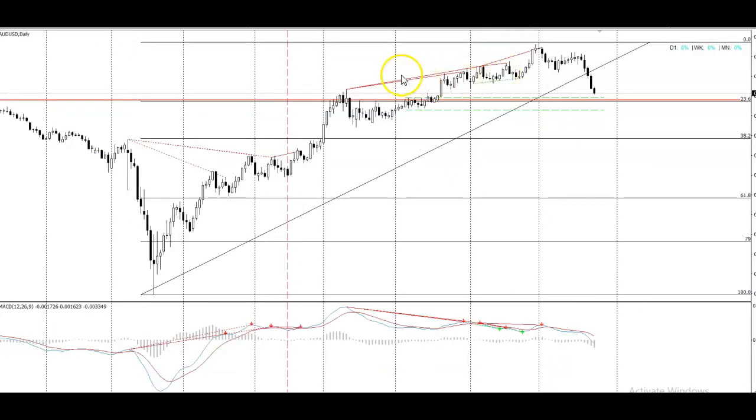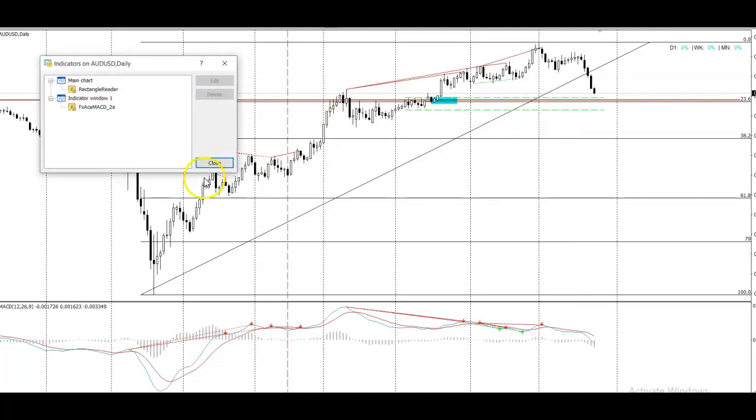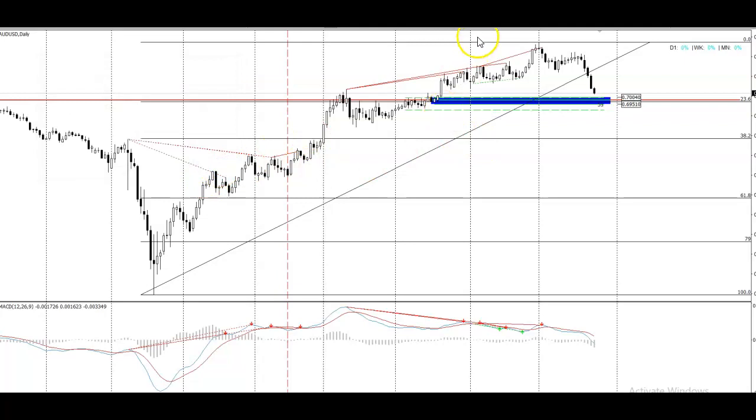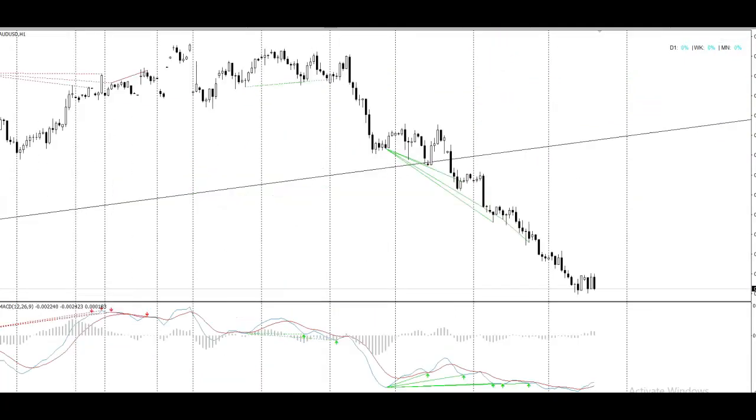Zoom into the daily charts. We also see a nice daily area here at that weekly trading zone. So that's the reason I'm looking to take this trade. On Monday, I'm looking to buy the Aussie USD.